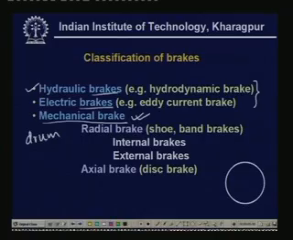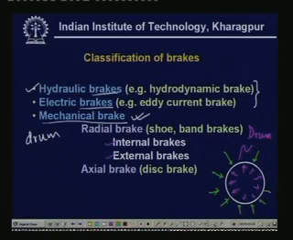Now, the force may be applied internally or externally. If we apply internal force, then we apply force from here. This is the drum, force applied here, so this is internal and radial. If we apply force from outside, this is external braking. Now, depending upon the member which applies this friction force, we have two situations. One is the shoe brake and another is the band brake.